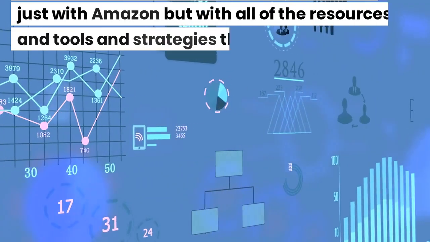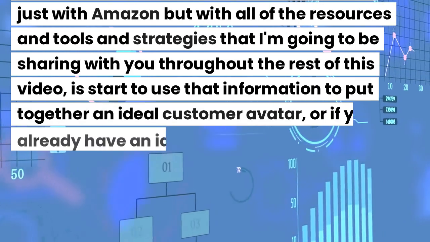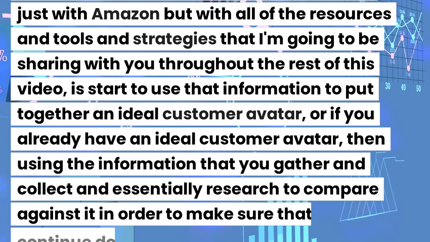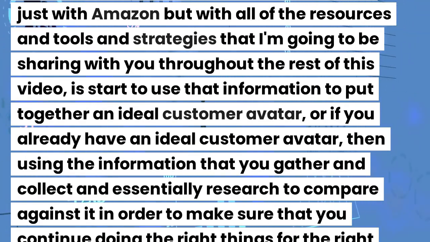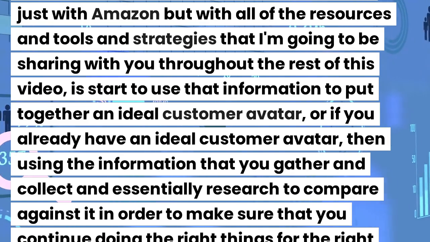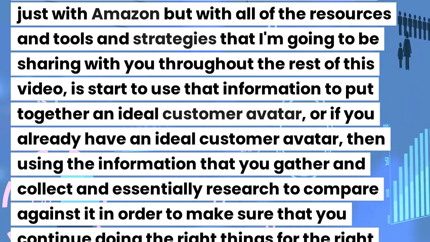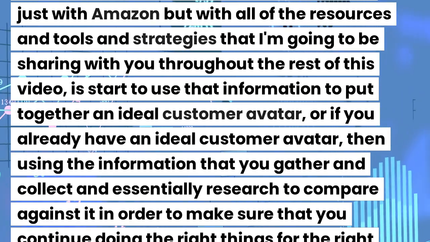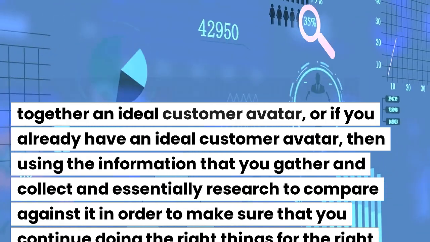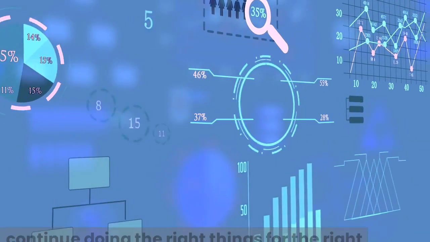Another thing that you want to do here, not just with Amazon but with all of the resources and tools and strategies that I'm going to be sharing with you throughout the rest of this video, is start to use that information to put together an ideal customer avatar, or if you already have an ideal customer avatar, then using the information that you gather and collect and essentially research to compare against it in order to make sure that you continue doing the right things for the right people in the right place.